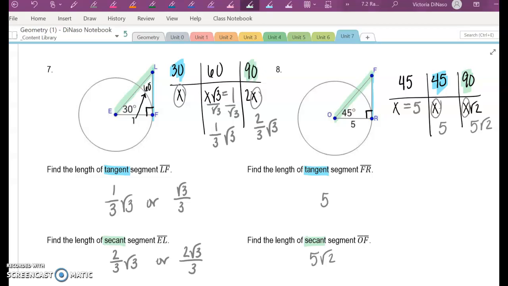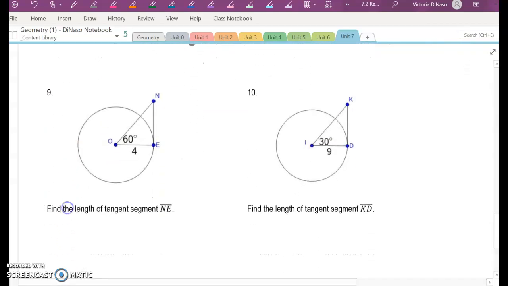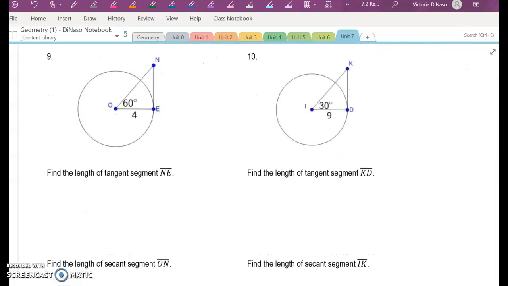So for number 8, we should have just plugged in the 5 and then plugged in the 5 next to the root 2 to get 5 root 2. So the tangent line is 5 and the secant line is 5 root 2. Okay, 2 more using this theorem. 9 and 10, they're both 30, 60, 90 triangles. Go ahead and try these ones on your own.